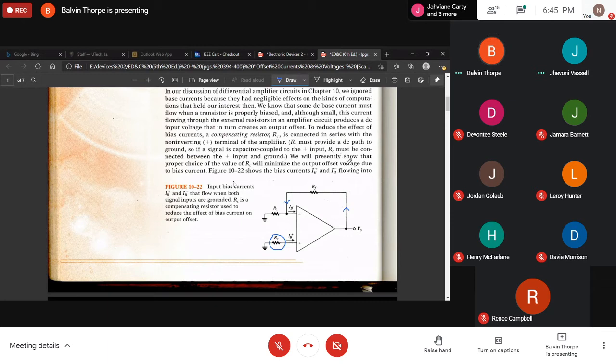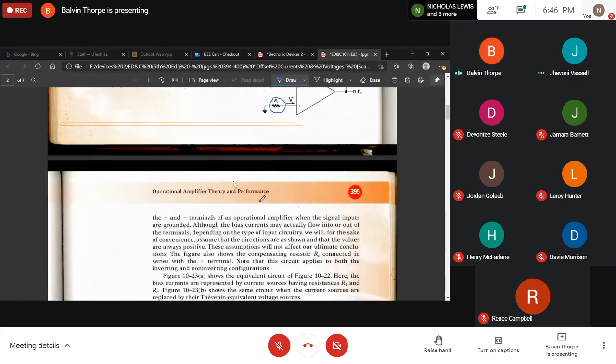So we will presently show that a proper choice of the value for RC will minimize the output offset voltage due to the bias current. Figure 10.22 shows the bias currents, IB plus and IB minus, flowing into the positive and the negative, or the non-inverting and the inverting input, of course, of the operational amplifier.